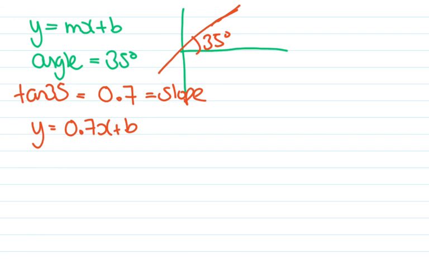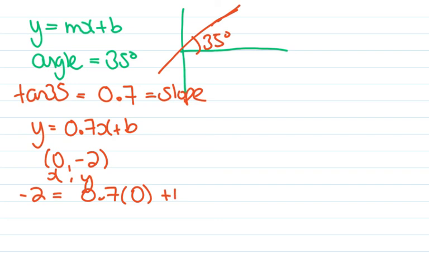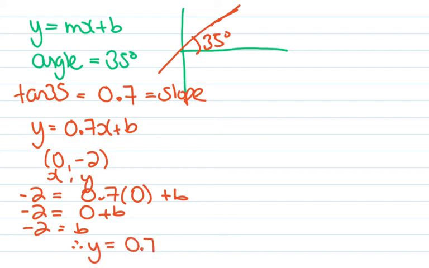Then I'll insert the point that they gave me, (0, -2), for x and y, and then I'll be able to find what b is. The point is x comma y, so it will be -2 equals 0.7 times 0 plus b. 0.7 times 0 is 0, so -2 equals b. Therefore my equation is y equals 0.7x minus 2.